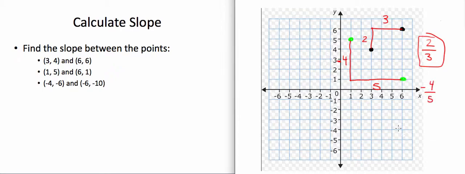Okay, so these are using a slope triangle. Slope triangles work really well when the graphs or the points are already plotted, and you always start at the furthest left point and work your way up or down and then to the right.